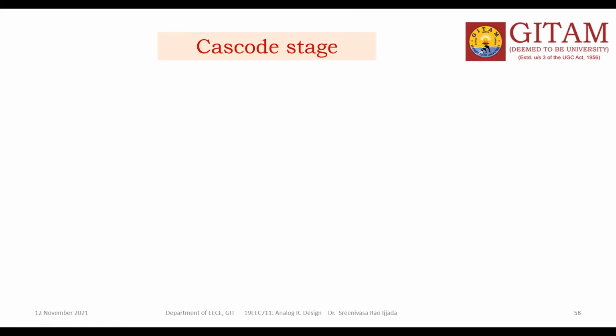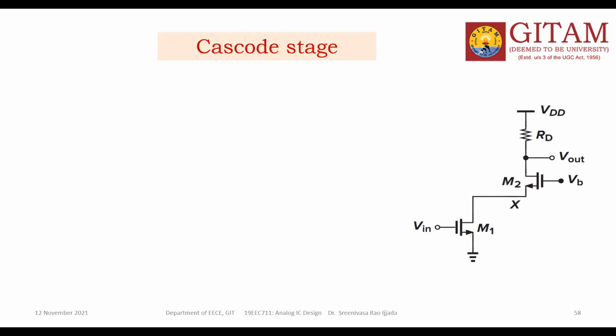So, the cascode stage. As we discussed, this is the cascode stage. Of course, one is the CS and the other is the CG. They are connected like this. This is called the cascoding operation. The main intention of this type of connection is to increase the gain as well as the output.